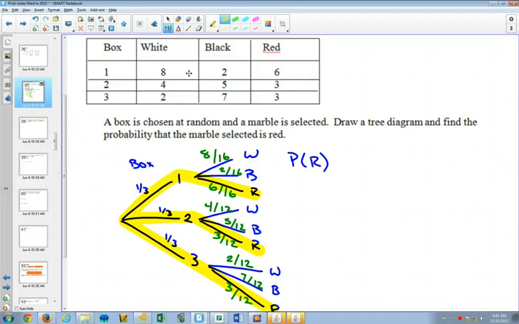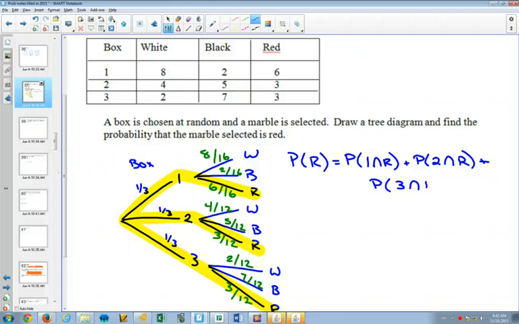So we could write this out in probability notation. The probability of getting a red one would be equal to the probability of box 1 and red plus the probability of box 2 and red plus the probability of box 3 and red. Now you wouldn't have to show that step, but that's just showing the idea of the different cases that come up. And whenever there's separate cases that happen, you always add them up in the end.